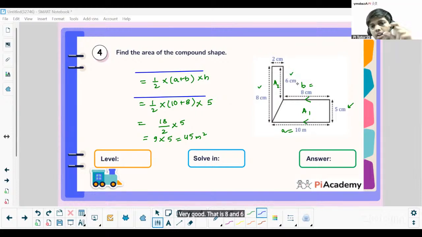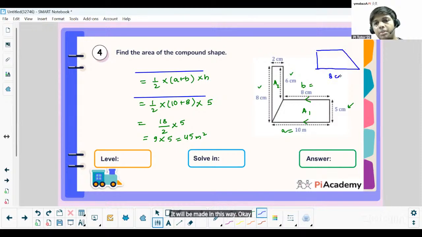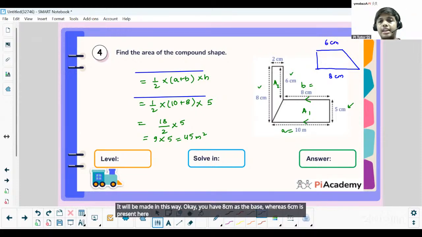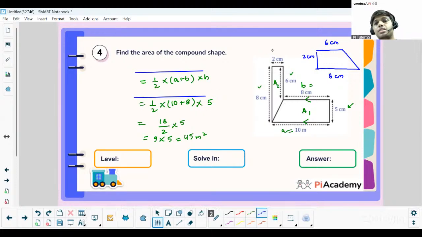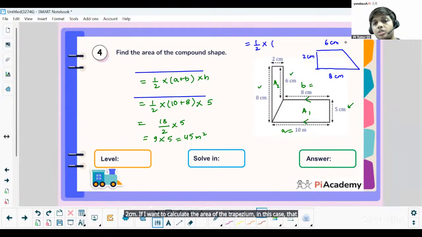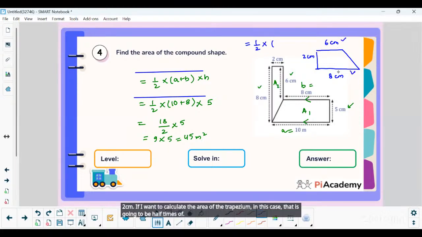If I try to rotate it, it will look like this. You have 8 centimeters as the base, whereas 6 centimeters is present here for the second side. Then for the height, you have 2 centimeters. If I want to calculate the area of the trapezium in this case, that is going to be half times of, you have to, yeah, exactly.